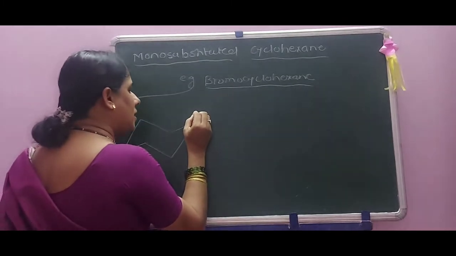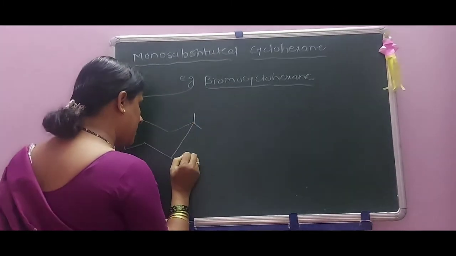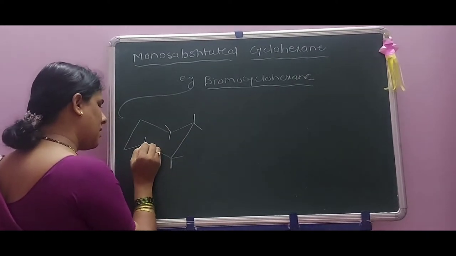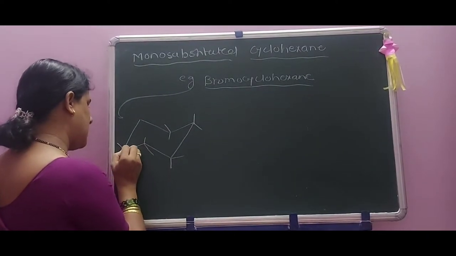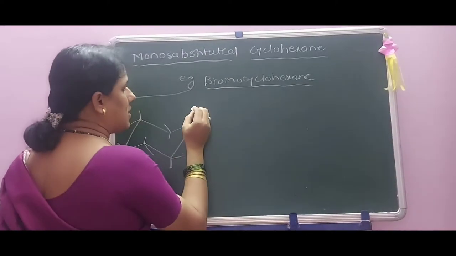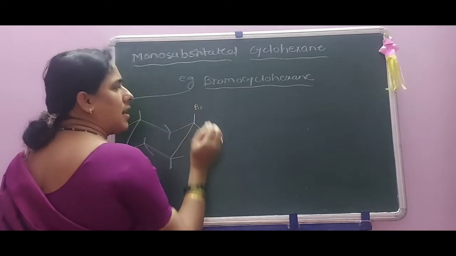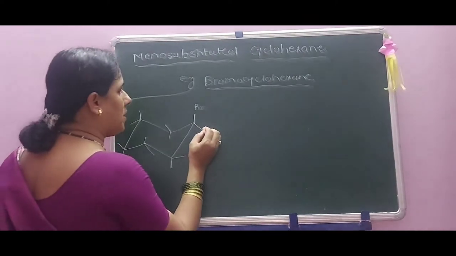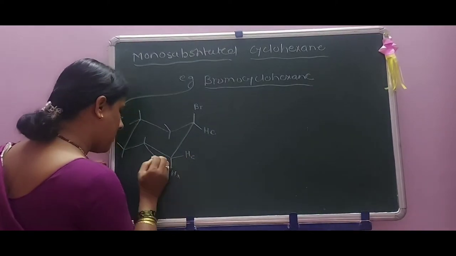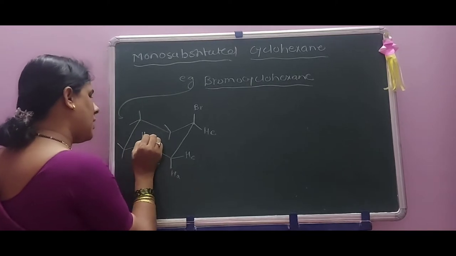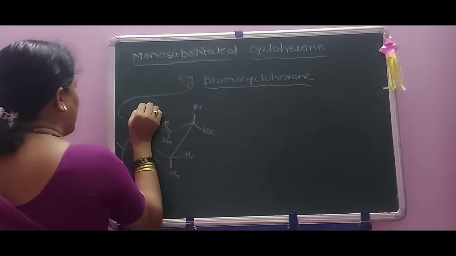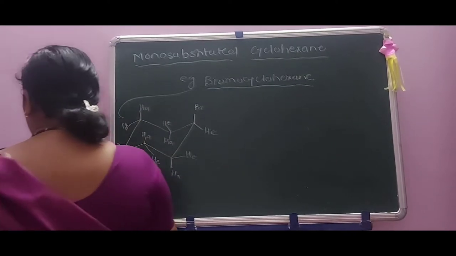A cyclohexane ring here. This is axial, this is equatorial, this is axial, equatorial, this is equatorial, this is axial. Here, bromocyclohexane, that is, one of the hydrogens is replaced by a bromine atom. Here HE, HA, HE, HA, and so on.